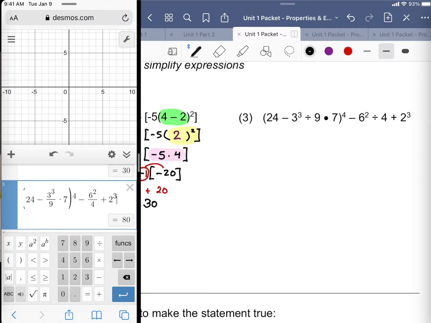Oops, pen's not working for some reason. Oh, there it is. All right.